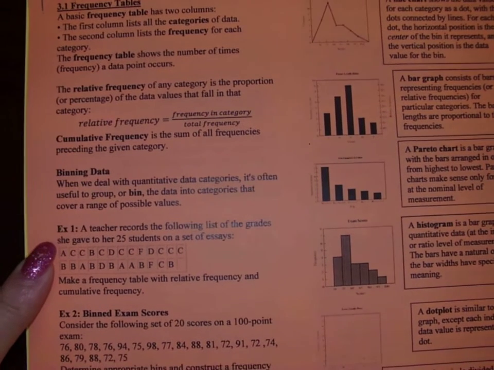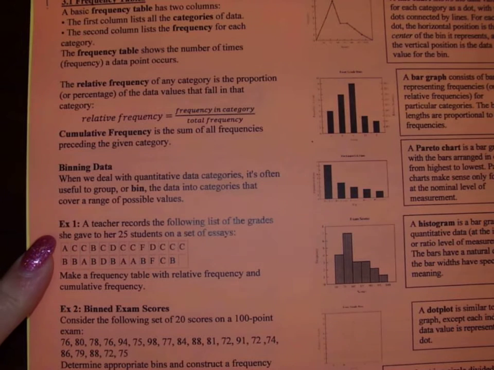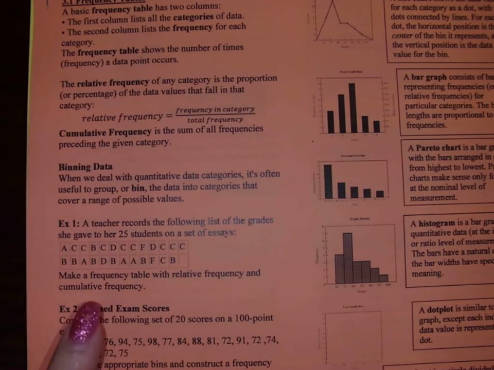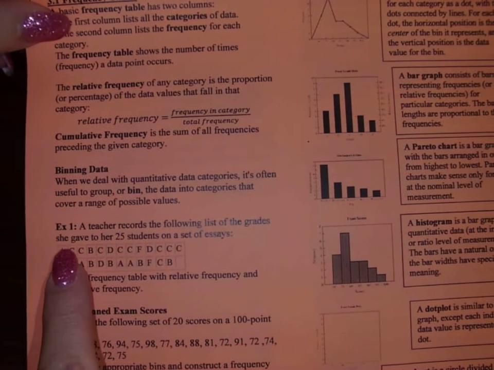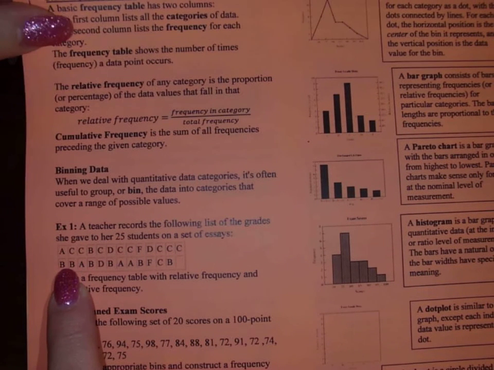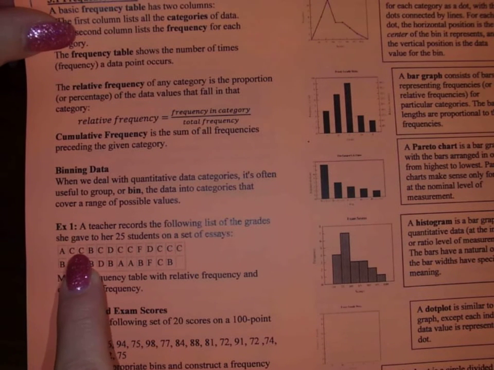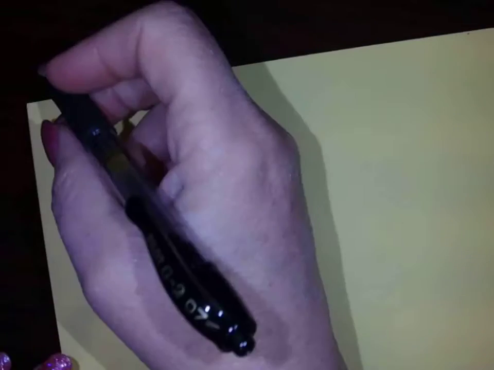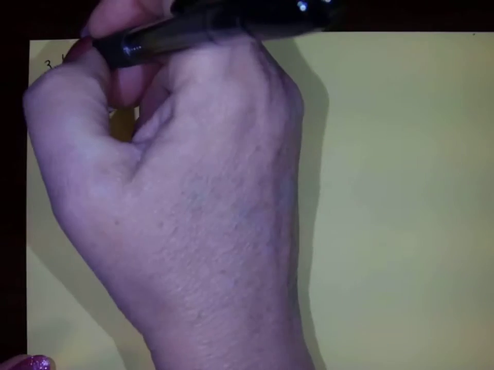All right, so first example, we have a teacher. She records the following list of grades she gave to her 25 students on a set of essays. We're going to make a frequency table with relative frequency and cumulative frequency. Our categories are A, B, C, D, and we also have F's. This is 3.1 if you're in my class, and this will be example 1.